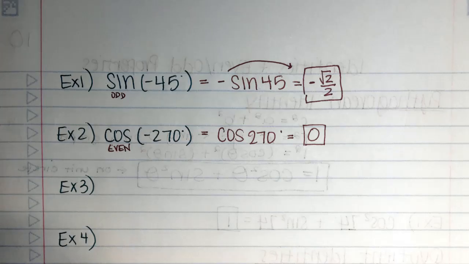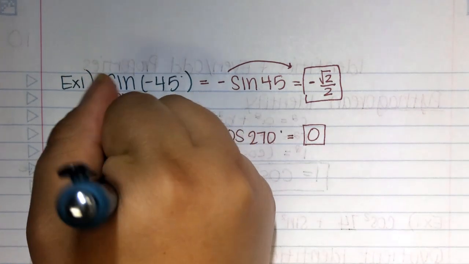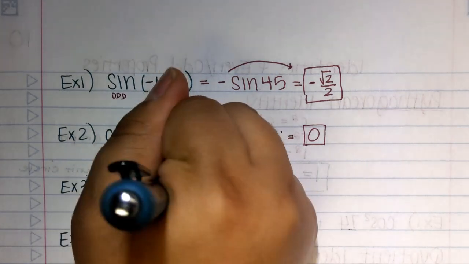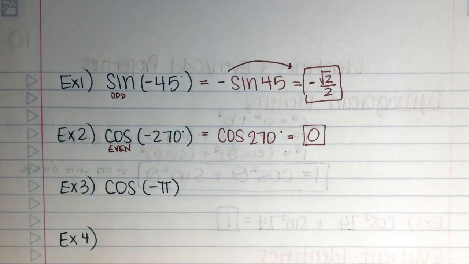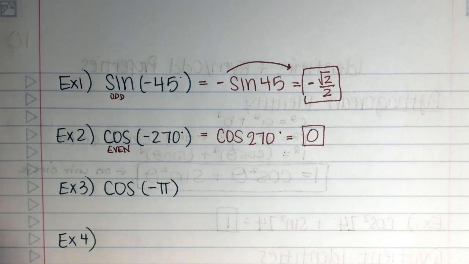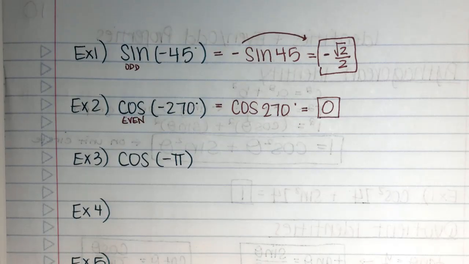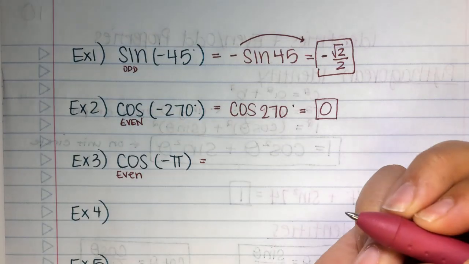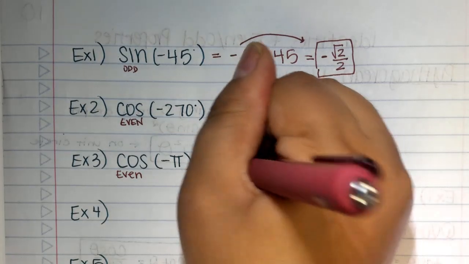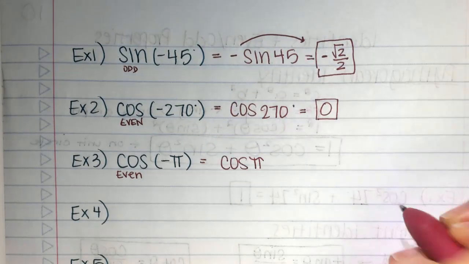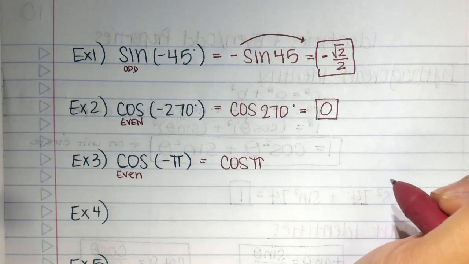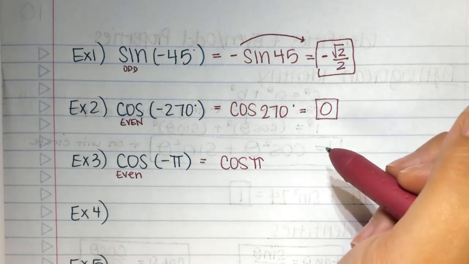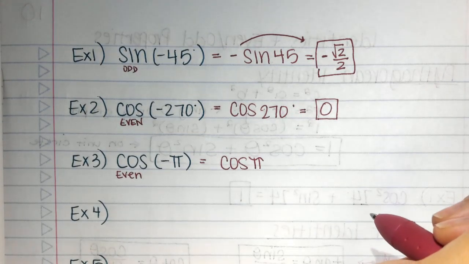Does that make sense? What about the cosine of negative pi? Is cosine even or odd? Even. So because it is even, what's going to happen? The negative disappears, or it doesn't disappear, they're just equivalent. What is the cosine of pi?